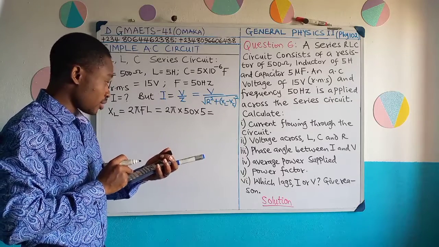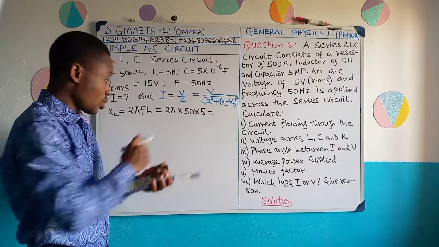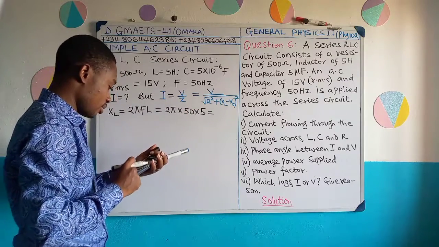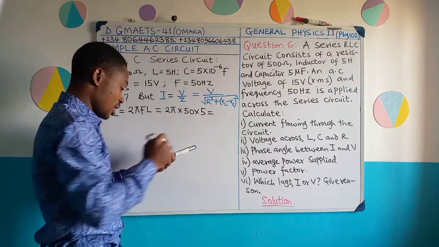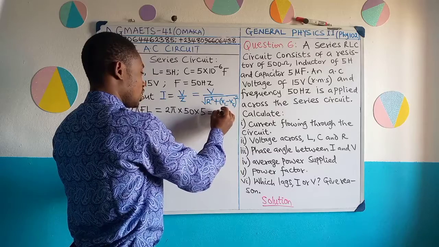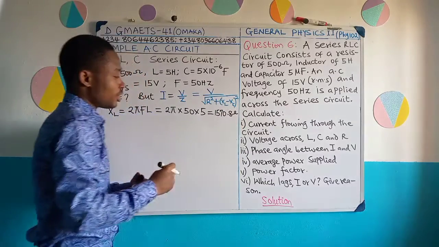2 pi times 50 times 5. When they give me 500 pi, I get the answer in decimal. This is 1570.8 ohms.